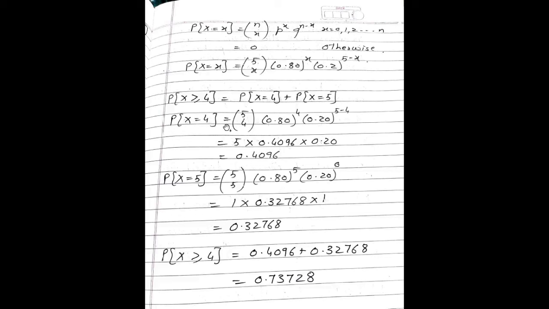Probability X is equal to 4 can be calculated as 5C4 0.8 raised to 4 into 0.2 raised to 5 minus 4. So the answer is 5 into 0.4096 into 0.2, so the answer becomes 0.4096. Then probability X is equal to 5. The value is 5C5 0.8 raised to 5 and 0.2 raised to 0. The answer becomes 0.32768. Then we will add both the probabilities to get probability X greater than or equal to 4 as 0.4096 plus 0.32768. So the answer is 0.73728.